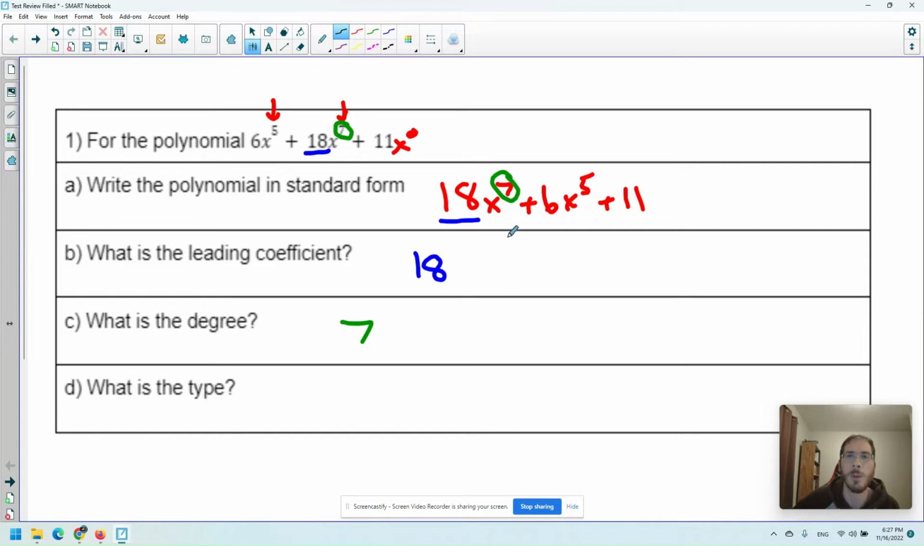And lastly, for the type, we want to count the number of terms. In this case, we've got 1, 2, 3 terms. So for 3 terms, this is a trinomial. So that's what we got for all of those.